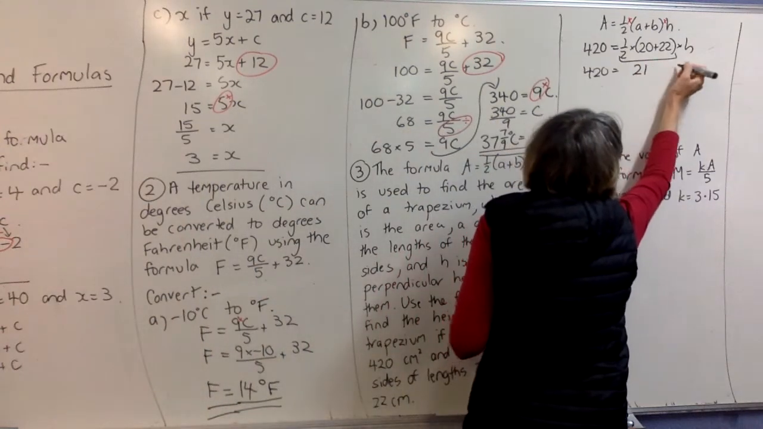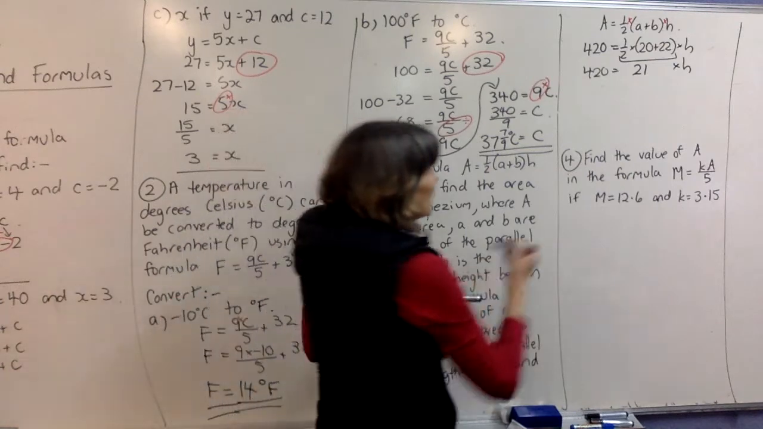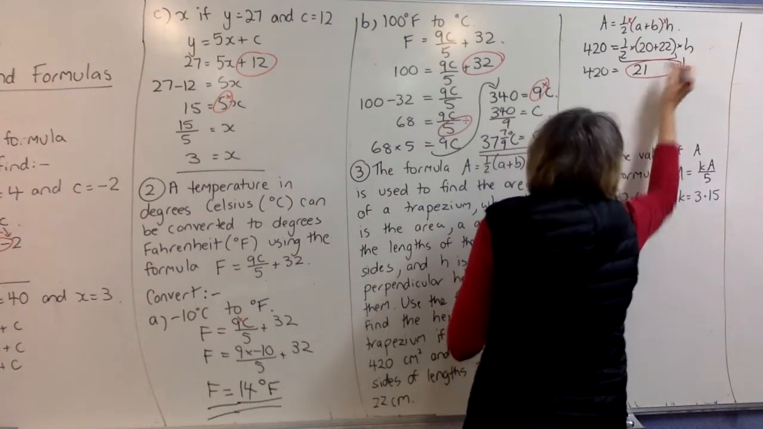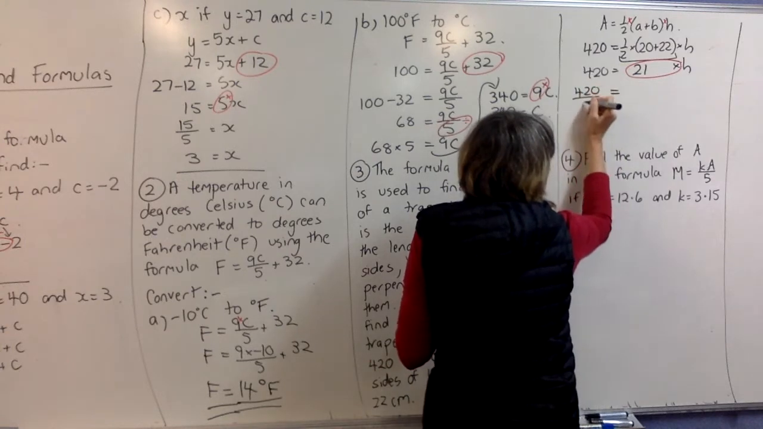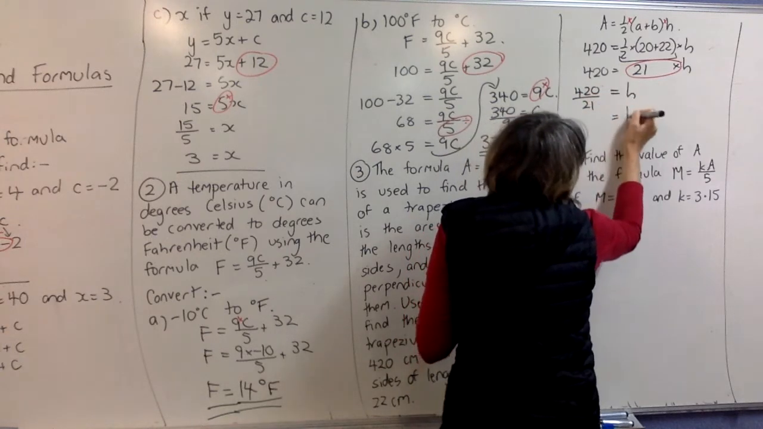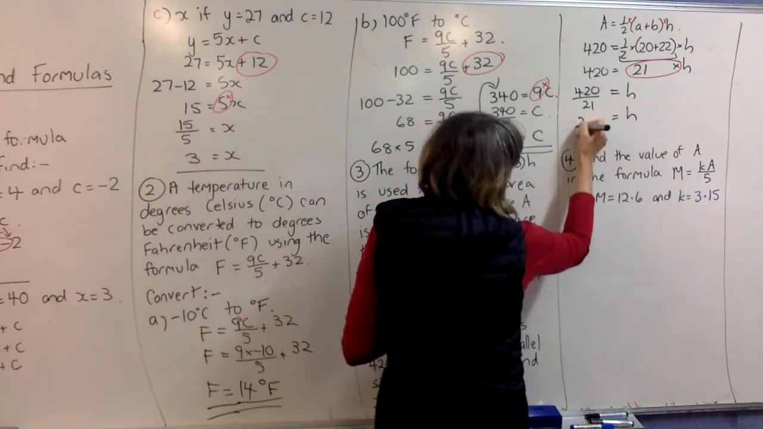When you do that, the times h, we're just going to continue down and just keep solving your equation. Let's get rid of that times 21 now by dividing by 21. And if we work that out, it's going to end up being 20.